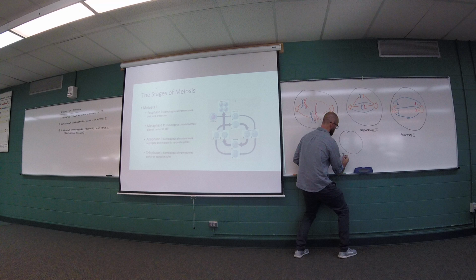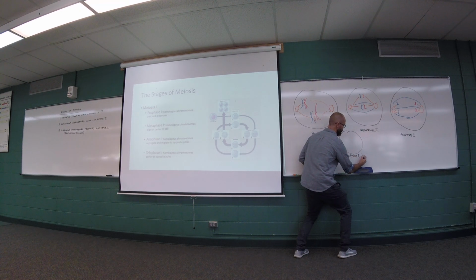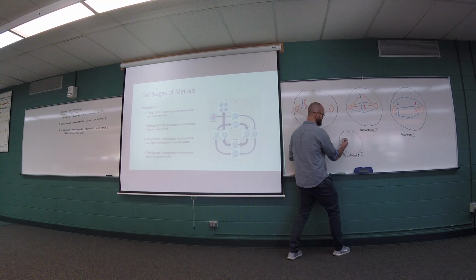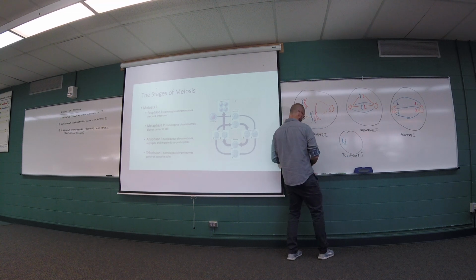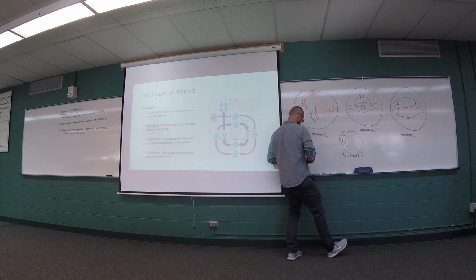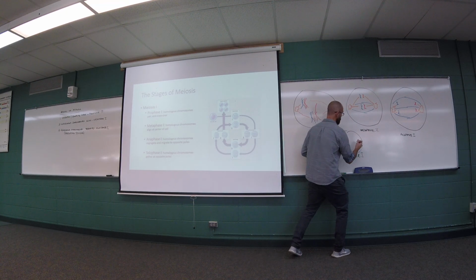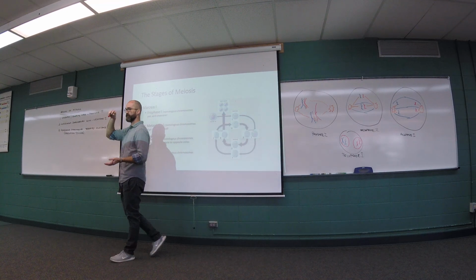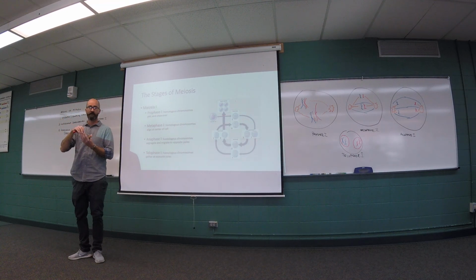Sorry, it's a smaller cell. I didn't leave myself much room. Telophase 1, where we have homologous chromosomes that might even begin to unwind a little bit as well, that are at opposite ends of the cell from each other, for mom's or dad's chromosomes. It looks something like that. And then we're going to get cytokinesis.